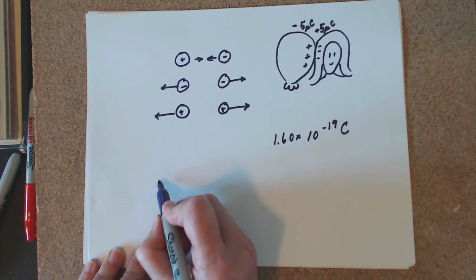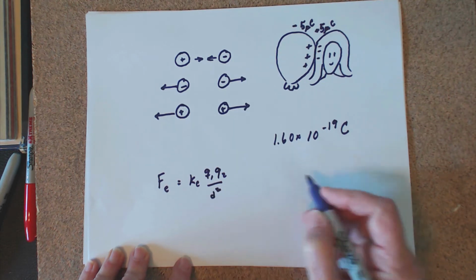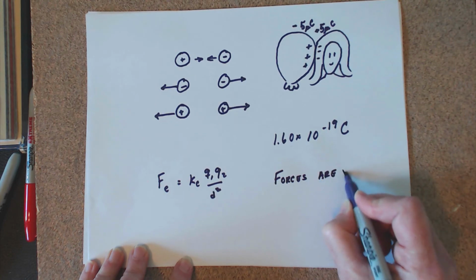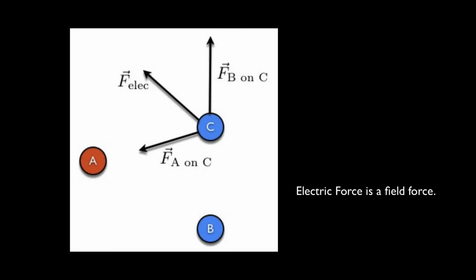According to Coulomb's law, the electric force between two charges is proportional to the magnitude of each of the charges and inversely proportional to the square of the distance between them. Electric force is a field force. The resultant electric force on any charge is the vector sum of the individual electric forces on that charge.